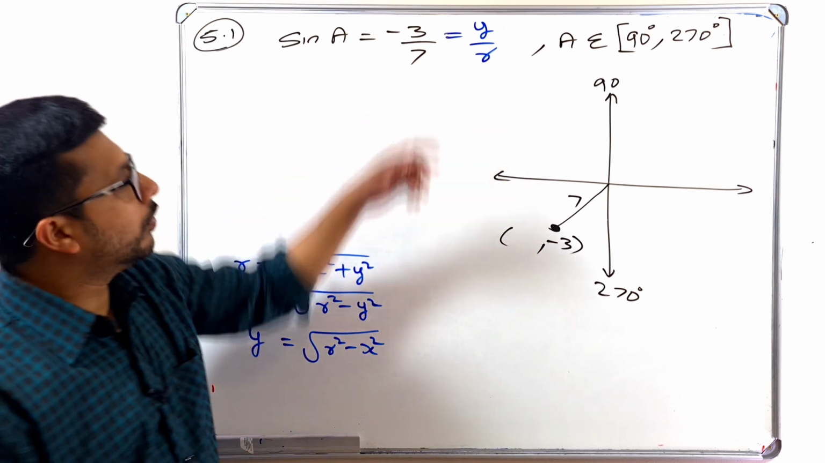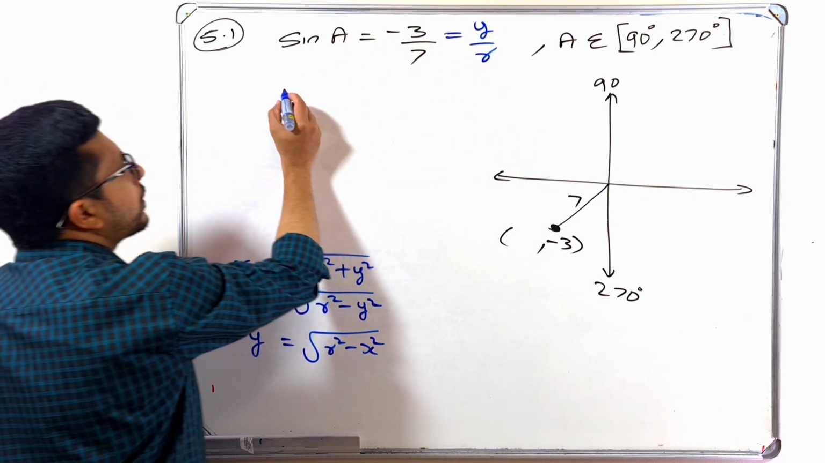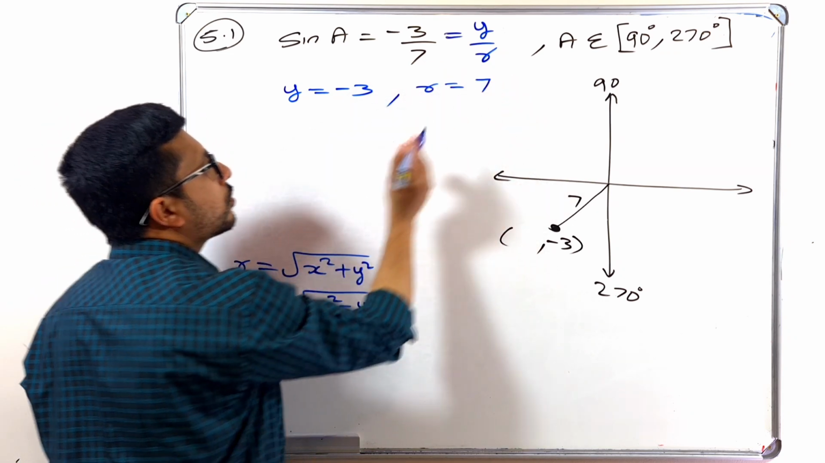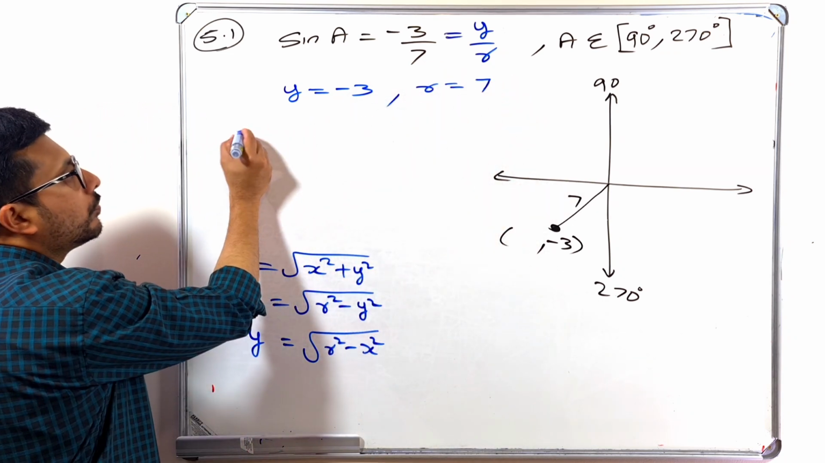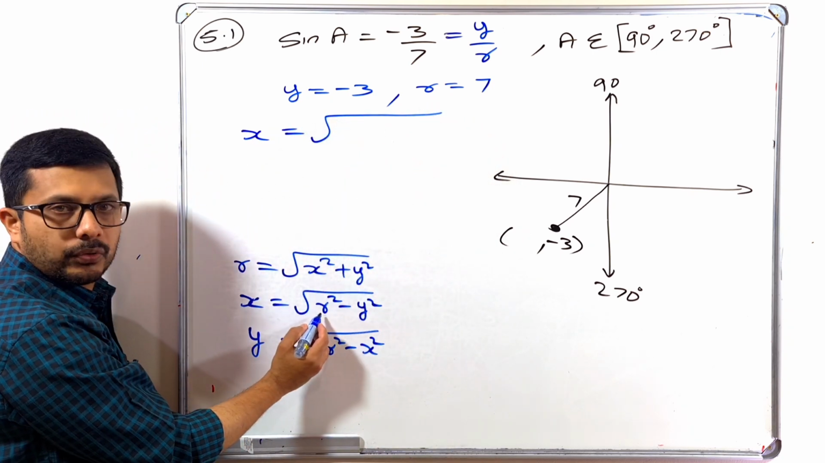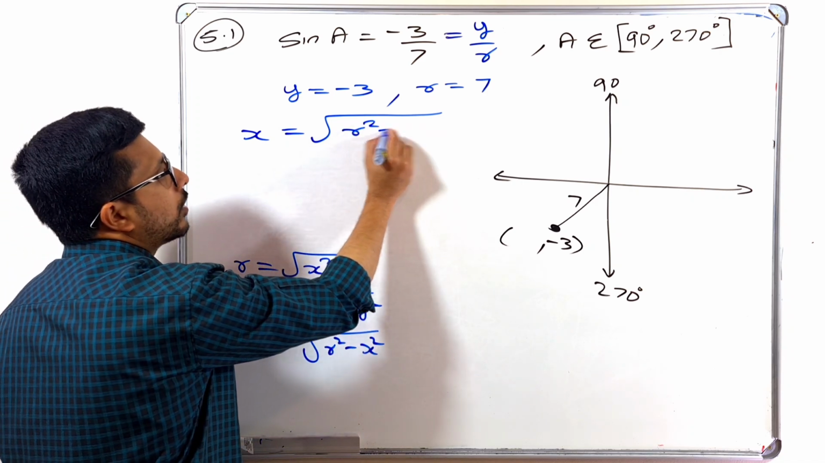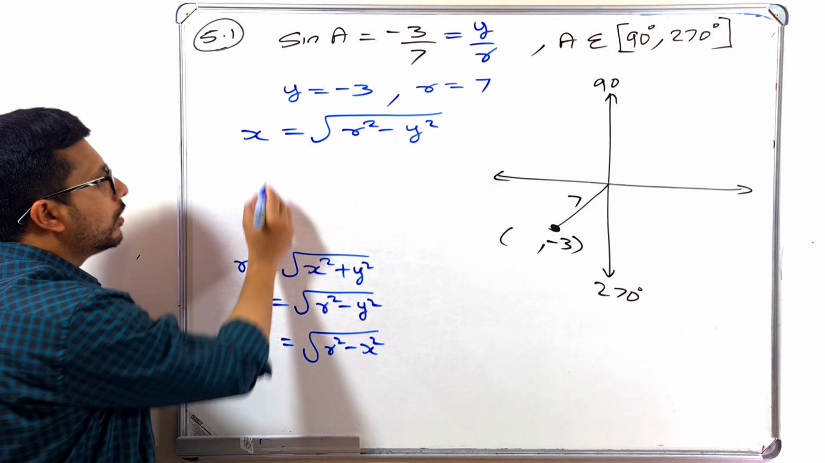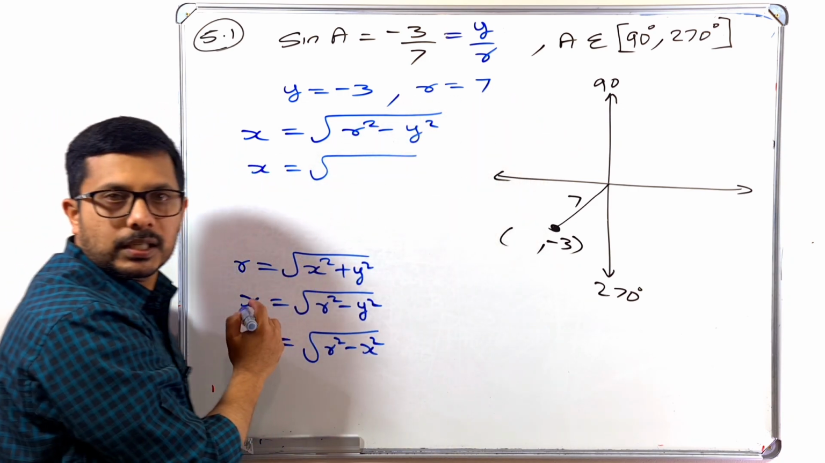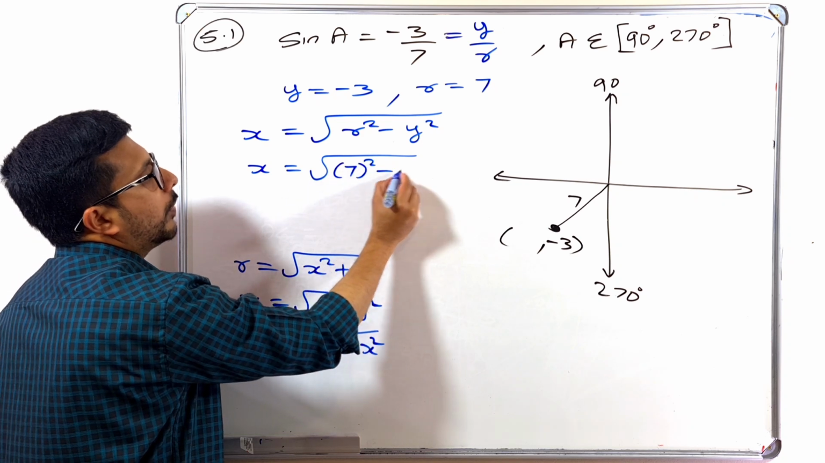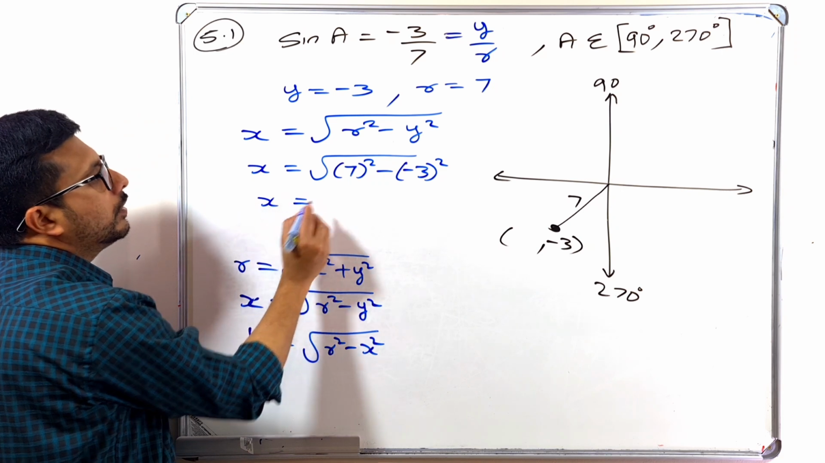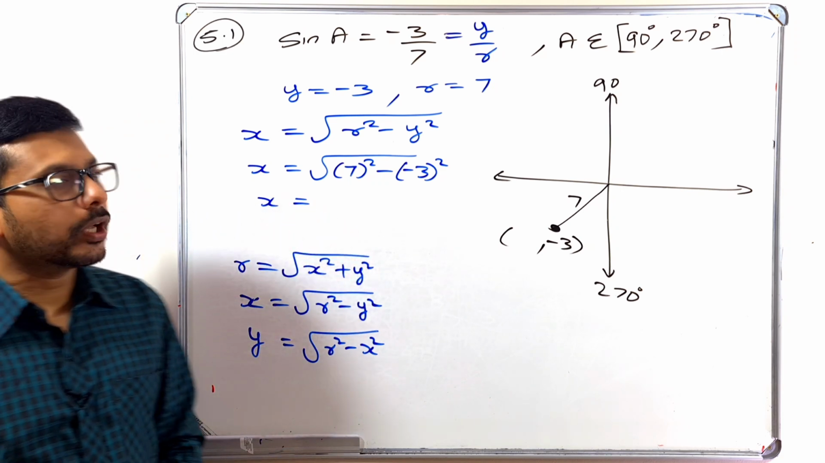So here we know that y is equal to minus 3 and r is equal to 7. We don't know the value of x, so we have to find it. What is the formula to find the value of x? Root of r square minus y square. So x is equal to root of r square. What is r? 7. So it is 7 square minus, what is y? Minus 3 square. So check in your calculator, root of 7 square minus 3 square.